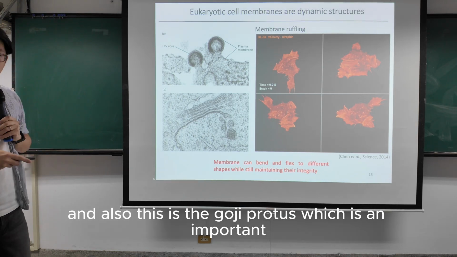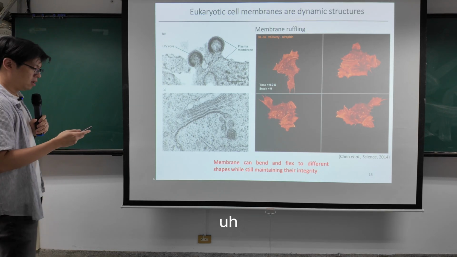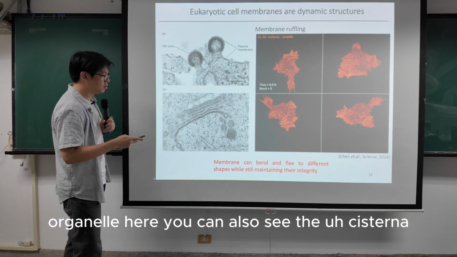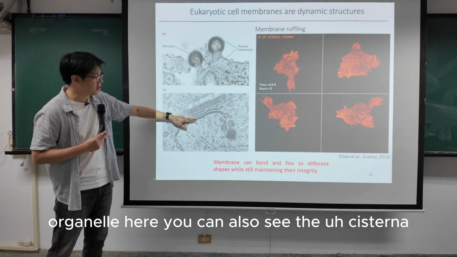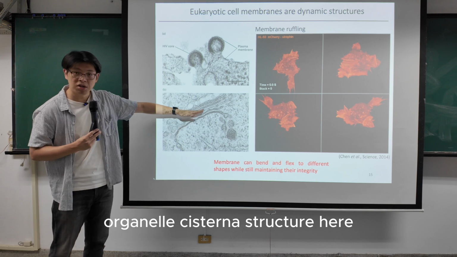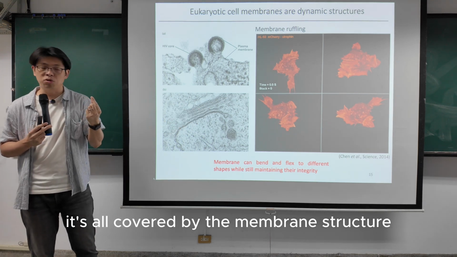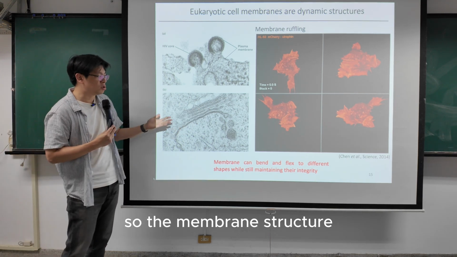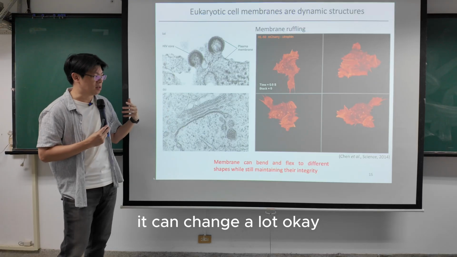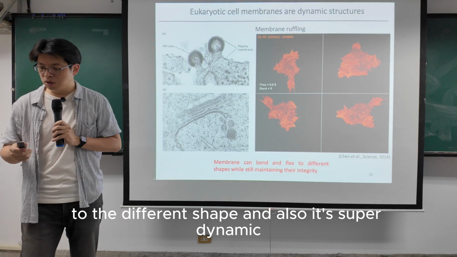Also, this is the Golgi apparatus, which is an important organelle here. You can see the cisternae structure is all covered by the membrane. So the membrane structure can change a lot to different shapes, and it's also super dynamic.